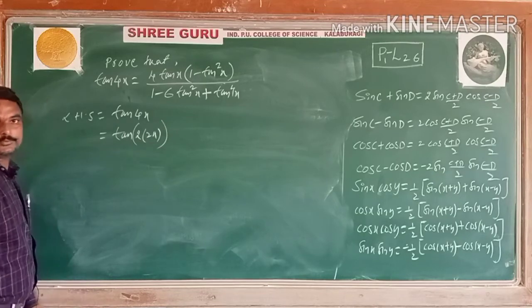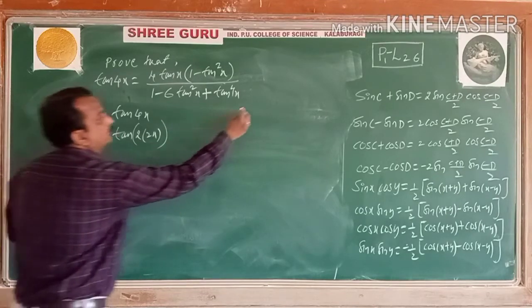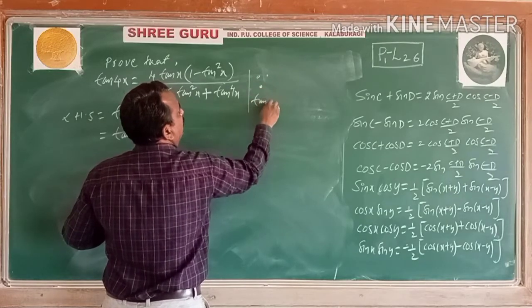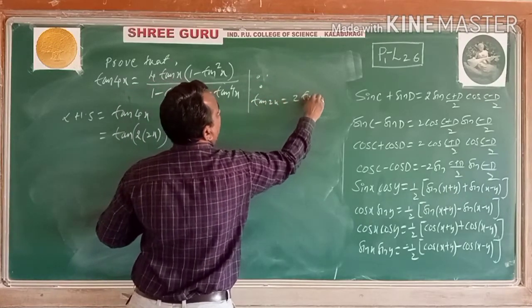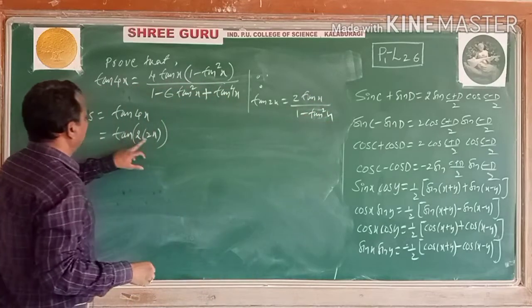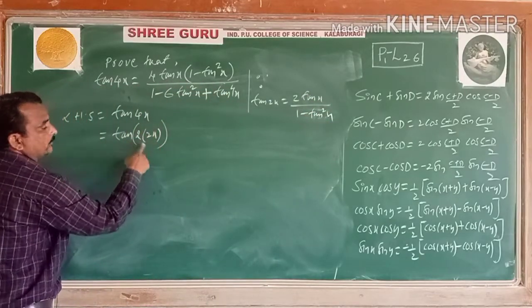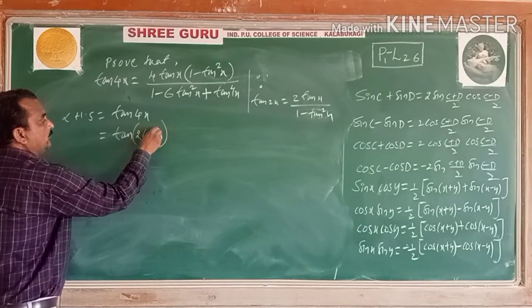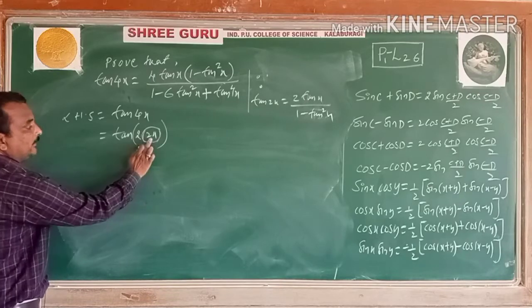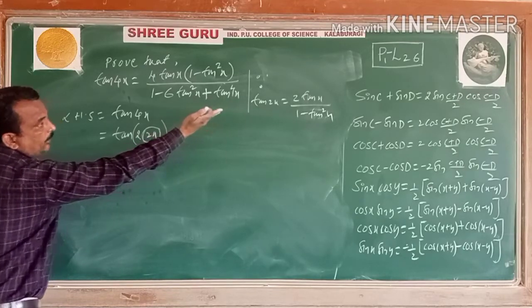2 times 2x, in the form of tan 2x. What is tan 2x? 2 tan x divided by 1 minus tan square x. What is x here? That x you may consider as 2x. Now let us write it in that form.